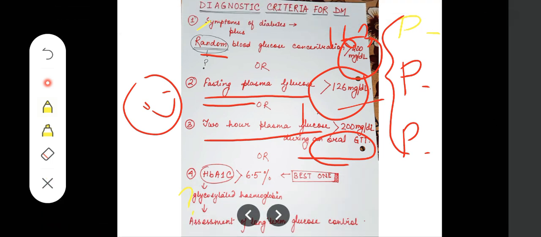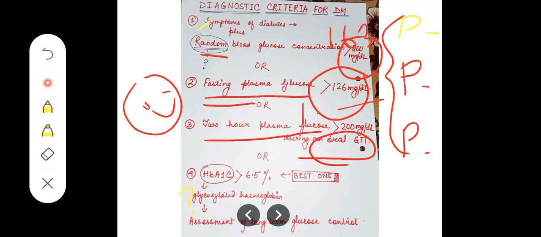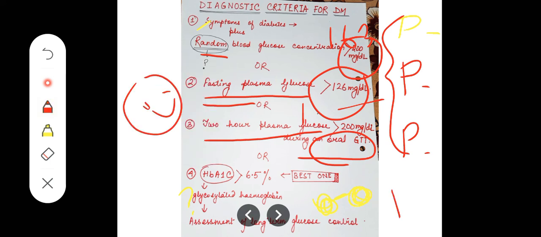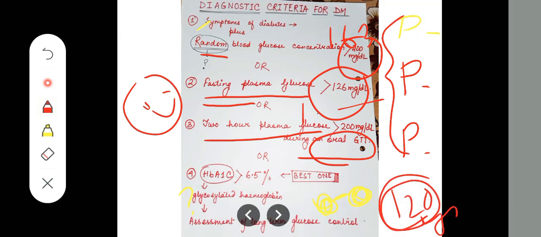For that, a little knowledge of biochemistry is important. Glycation or glycosylation is a process in which a sugar molecule is attached to a protein molecule. In this case, a sugar molecule will be attached to the hemoglobin, and one RBC will survive, we all know, for at least 120 days. So you can check the long term for 120 days, that is approximately 3 to 4 months.